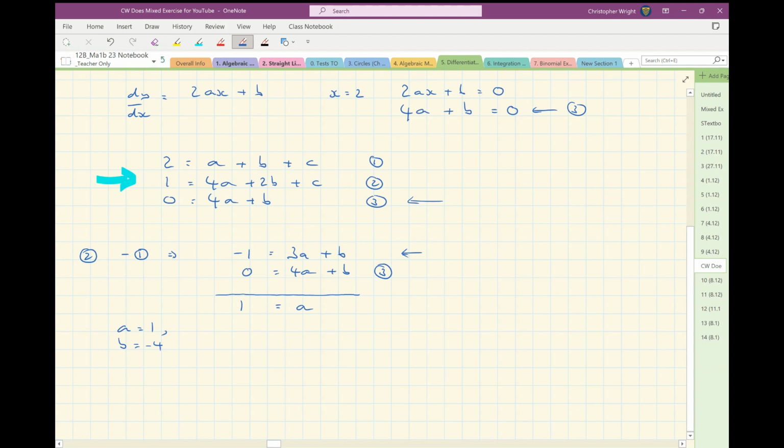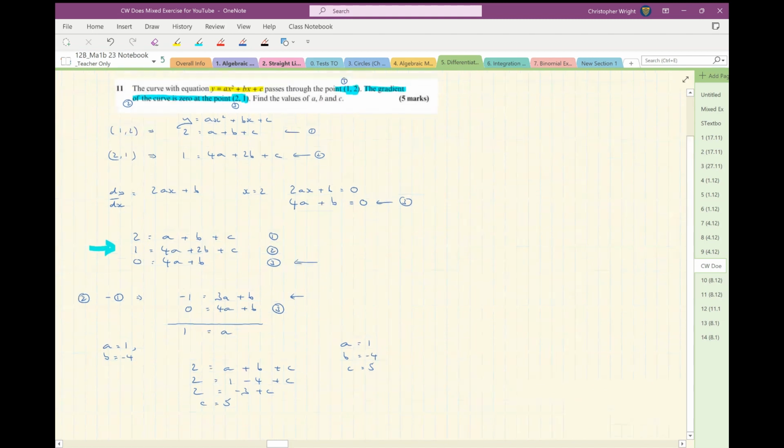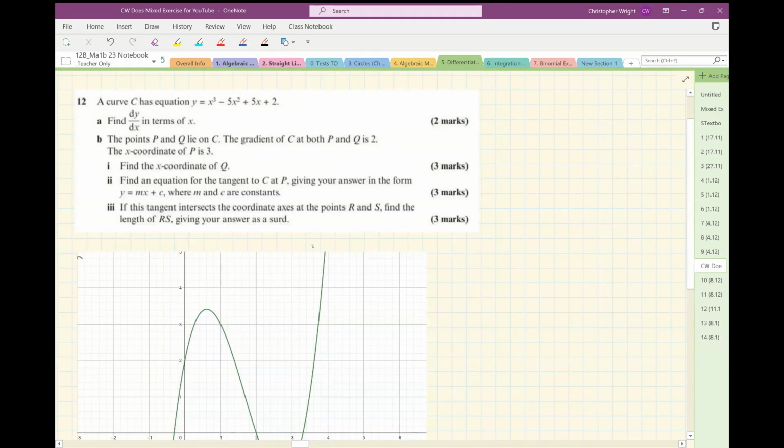And now I can substitute into, it doesn't really matter which one, I'll choose equation 1. Here's equation 1, 2 equals a plus b plus c. So I know that 2 has to equal 1 minus 4 plus c. So 2 is minus 3 plus c. So c is 5. So there we go. I think I found a, b, and c now. A is 1, b is minus 4, and c is 5. That question now complete.